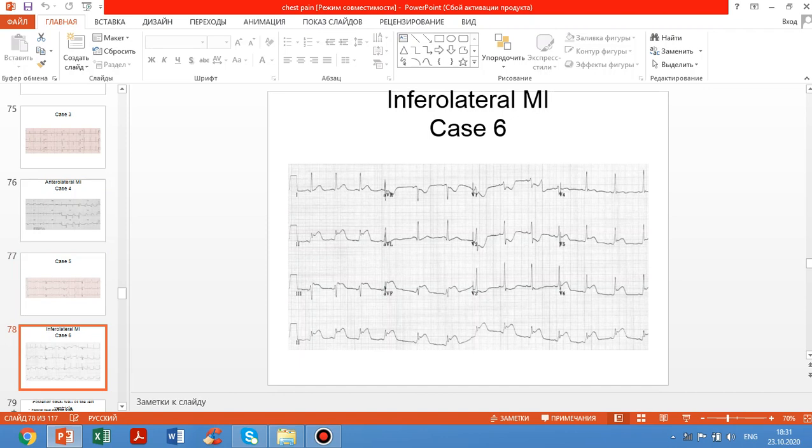This is the inferolateral myocardial infarction. There are changes like ST elevation in the second, like inferior wall, in the third and AVF, and V5 and V6 leads. Reciprocal changes you can see in V1 the depression, and V2 also the depression.